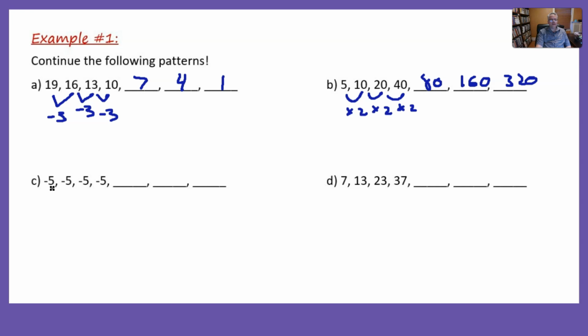All right, look at this guy. It's just negative 5s. This is kind of a constant kind of pattern. It's always negative 5. So this is the easiest one. We're just going to keep going at negative 5.